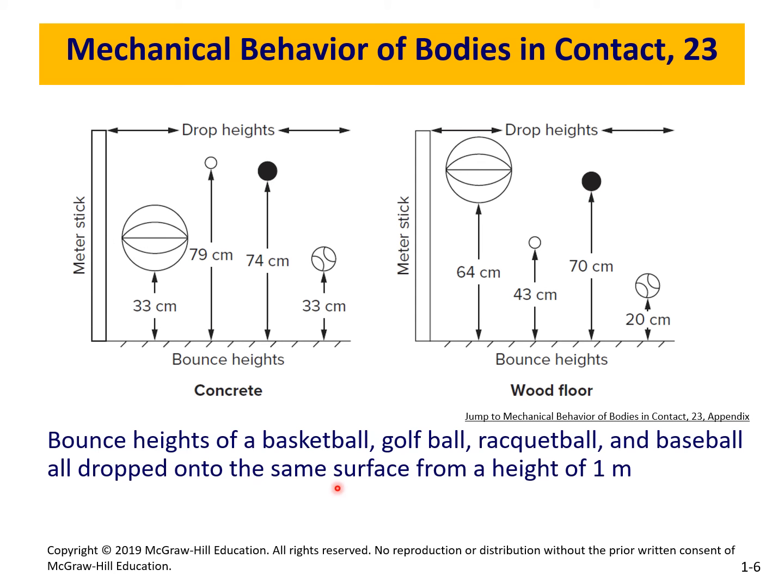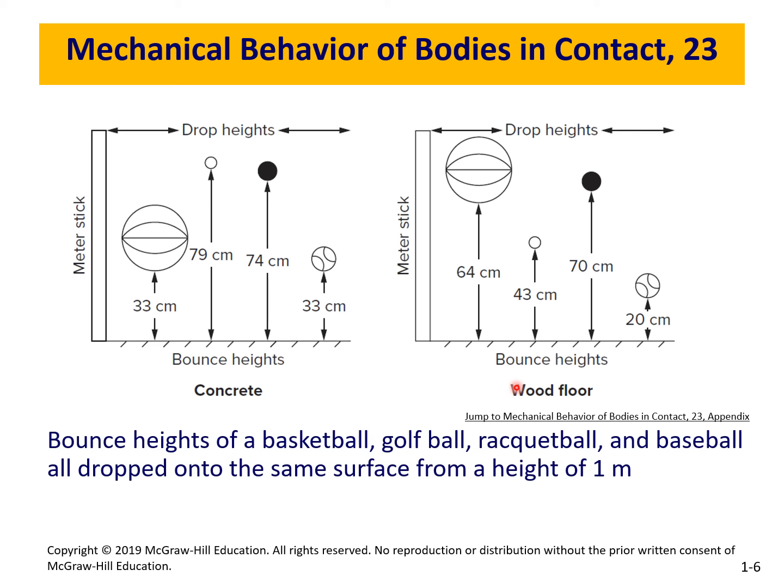So the bounce height of basketball, golf, racquetball, and baseball all dropped onto the same surface from a height of 1 meter. You will see each one of them has different values. So the baseball on concrete goes higher, right? Which means it's more elastic on concrete than on wood.